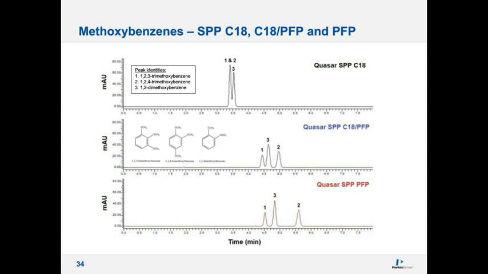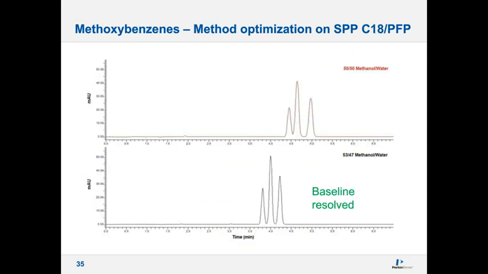This slide shows how simple optimization of the mobile phase conditions can be carried out on the C18 PFP phase to achieve baseline resolution, and is around 1 minute quicker than the SPP PFP column prior to any optimization on the PFP column.